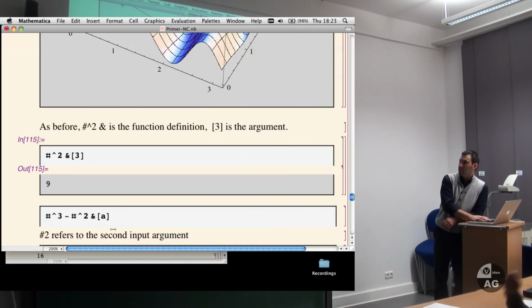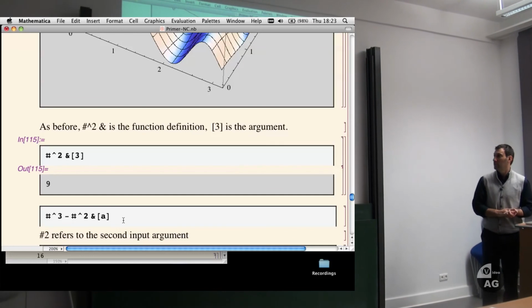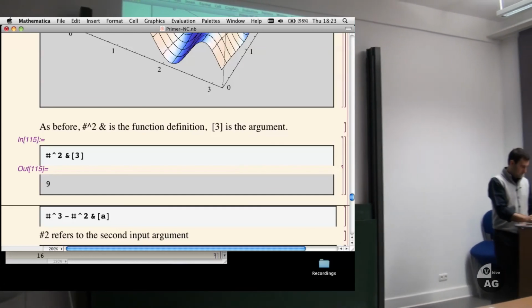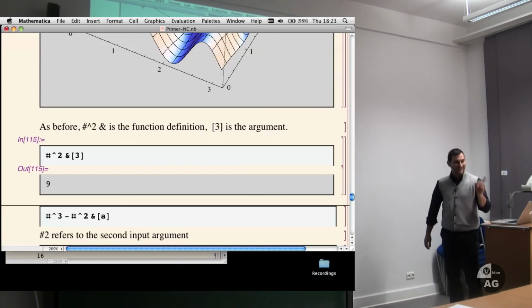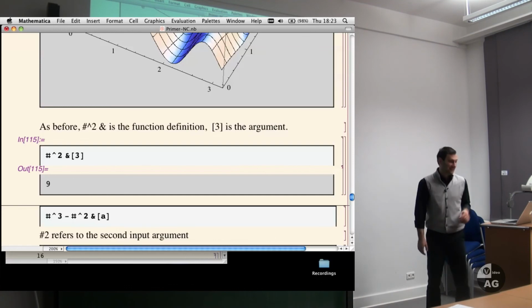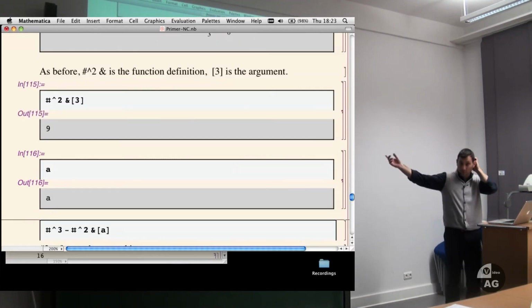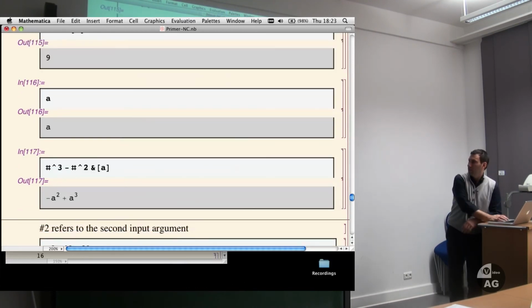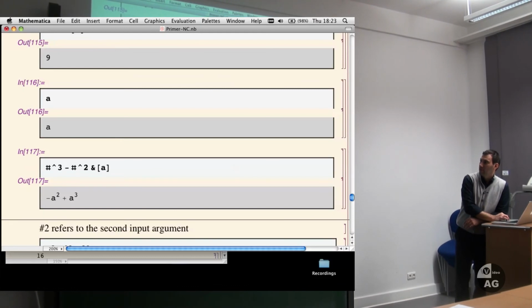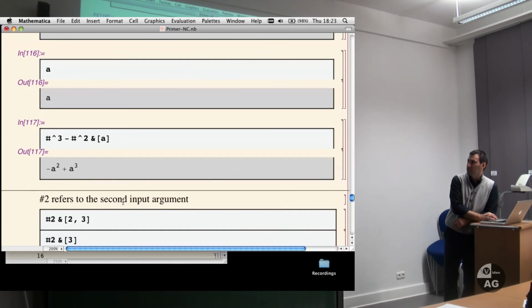If I evaluate this, I get... that was a good one. Okay, the first question is, what is A? A is unevaluated. So what am I going to get? Precisely. It orders it, anyway, a cubed minus a squared.